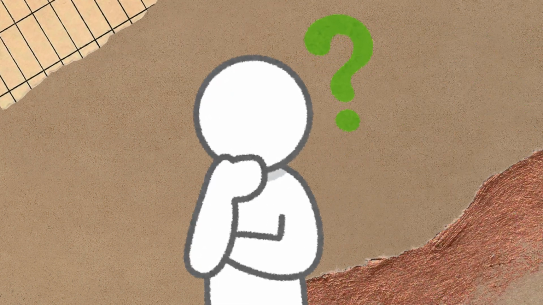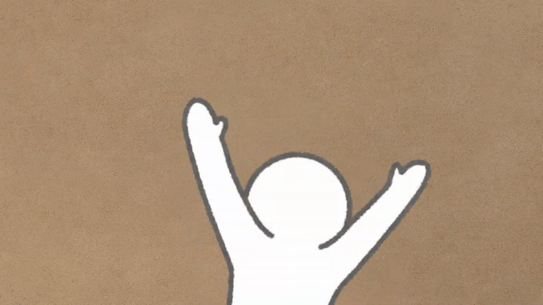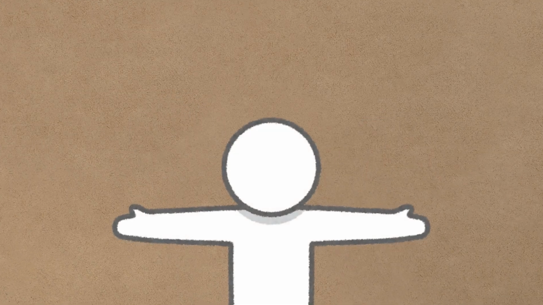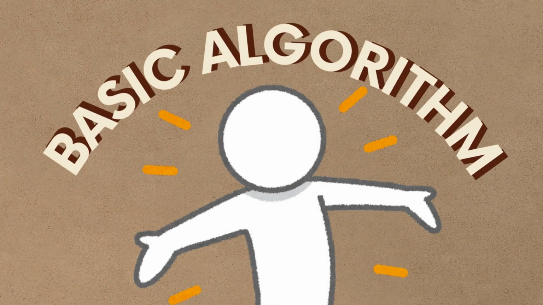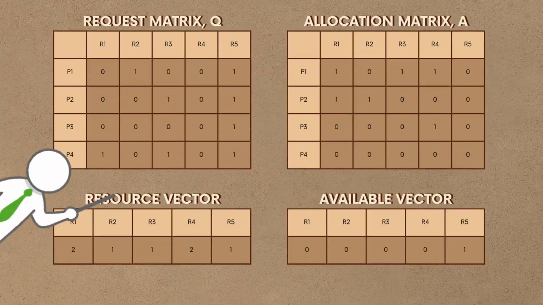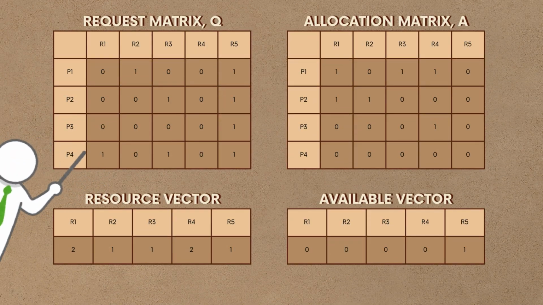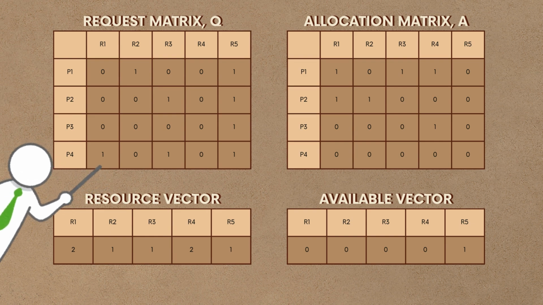So, how does deadlock detection work? Basic algorithm. A check for deadlock can be made as frequently as each resource request or less frequently, depending on how likely it is for a deadlock to occur.